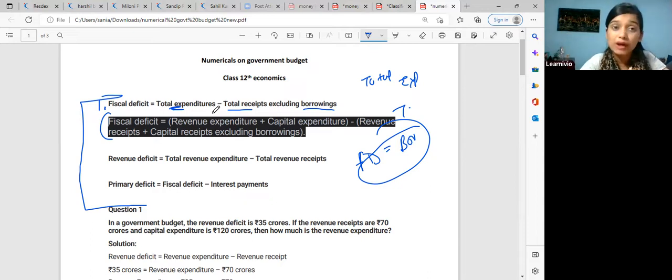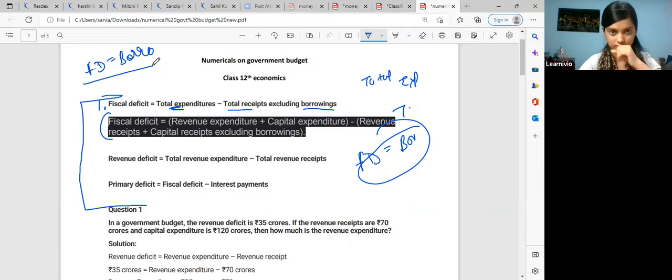But one thing you have to keep in mind: in case total expenditure is not given or total receipt is not given, in that case your fiscal deficit will be equal to the borrowings. You don't have to search anything. Directly, you will write fiscal deficit equals borrowing. For example, revenue expenditure is given, but capital expenditure is not given. That means total expenditure is not given, because total expenditure is made up of two parts, revenue and capital. If anything is missing, either expenditure or total receipt, you will consider fiscal deficit equals borrowing. Whatever the value of borrowing is given, you will automatically write it down.